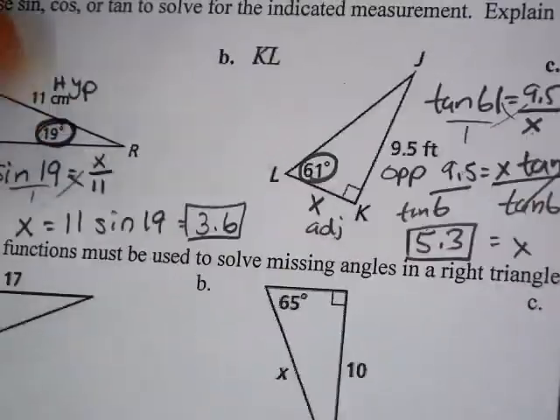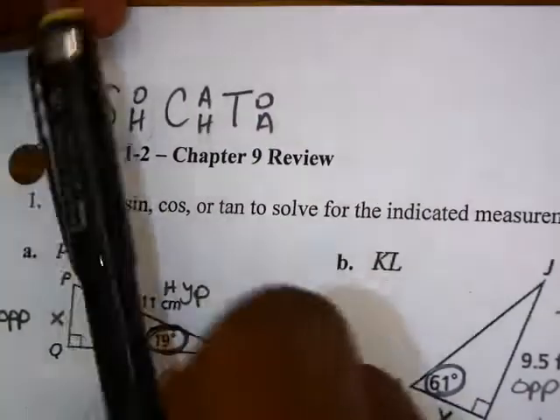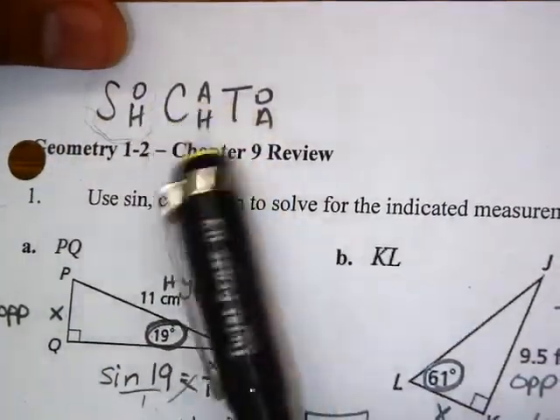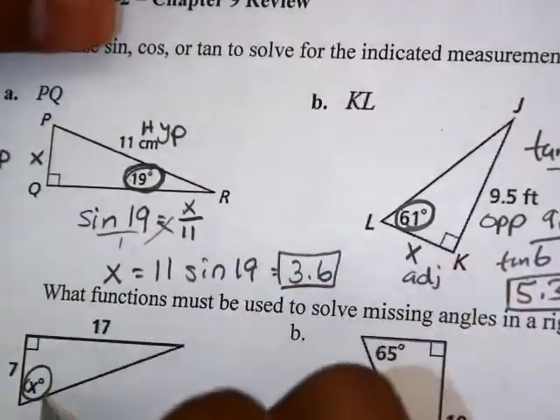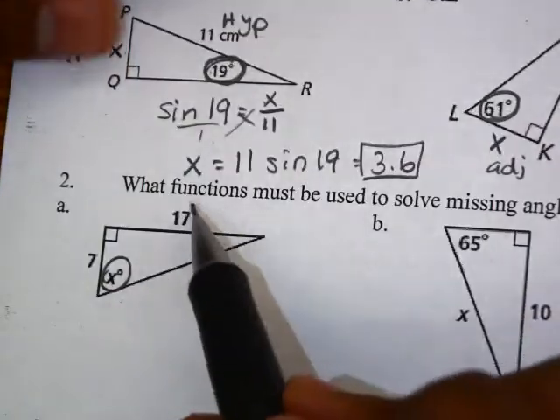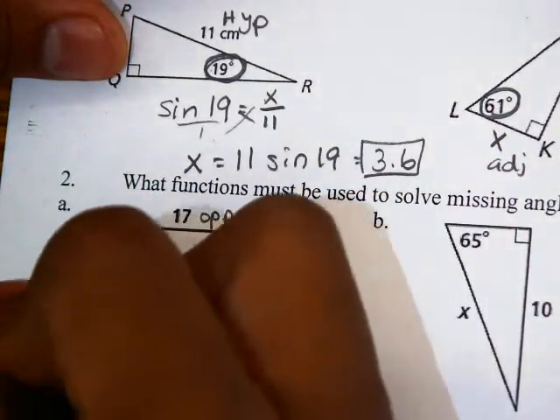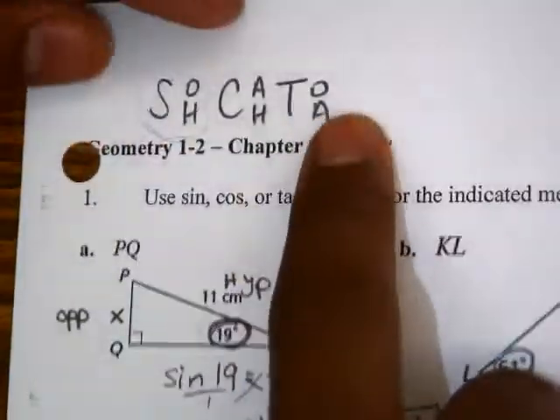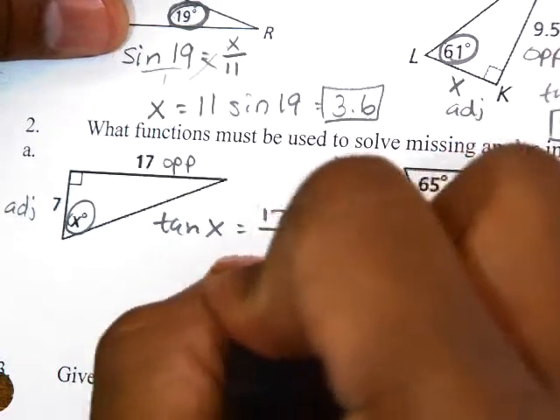And number 2, what functions must be used to solve missing angles in a right triangle? Well, we have to use the inverse functions, the inverse sine, the inverse cosine, and the inverse tangent. So if this is our angle, x, we always start at the angle. 17 is opposite, and 7 is adjacent. So we're opposite and adjacent, we use tangent. So the tangent of x is 17 over 7.